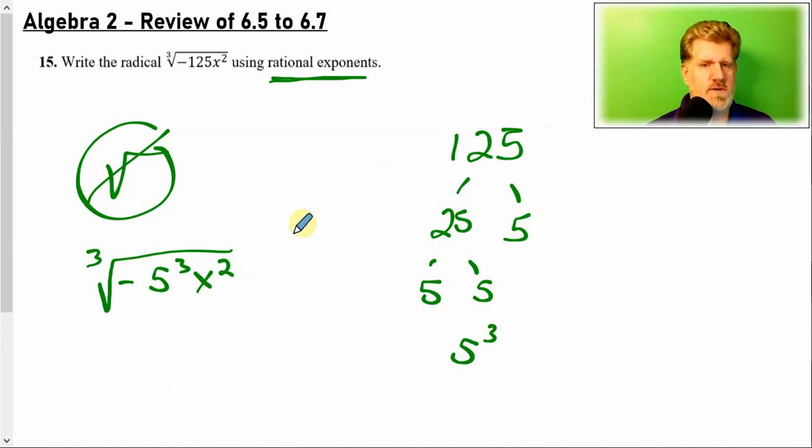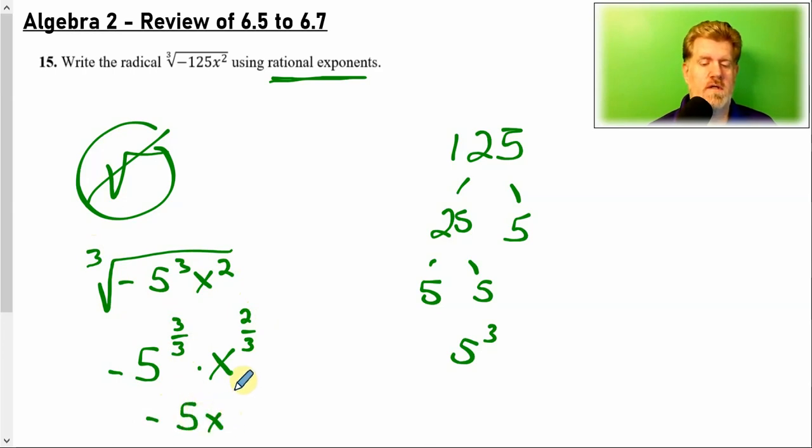Okay, so let's write them as rational exponents. Let's think of it this way. The negative's okay because the cube root of a negative is still a negative. Remember that 3 is the power, that 3 is the root. This 2 is the power, this 3 is the root. However, what's 3 over 3? Well, it's just 1. So that is how you write it with rational exponents. Negative 5 times x to the 2/3.